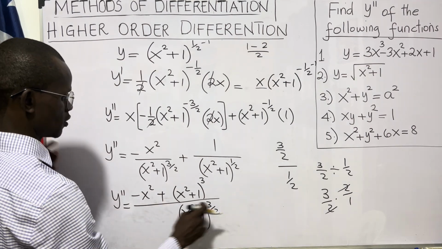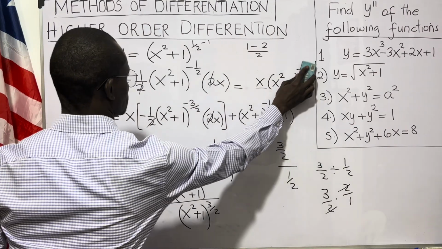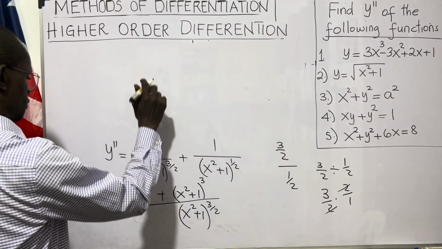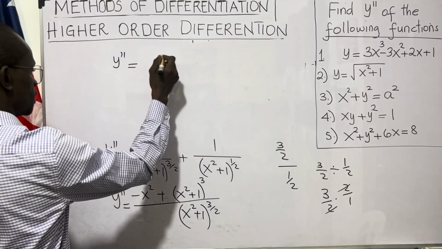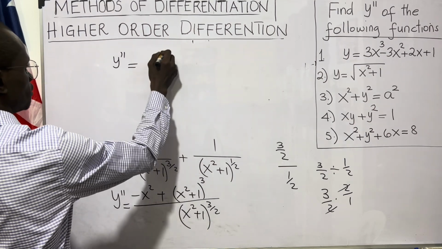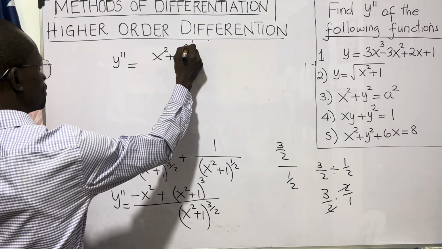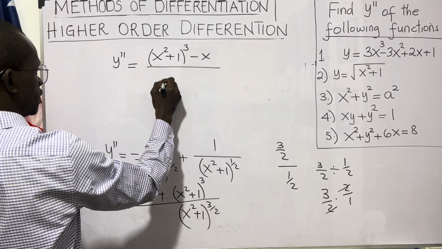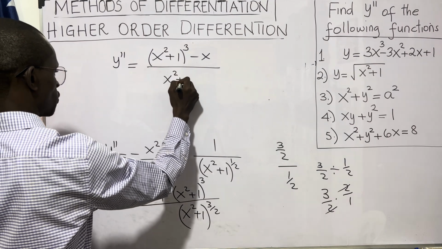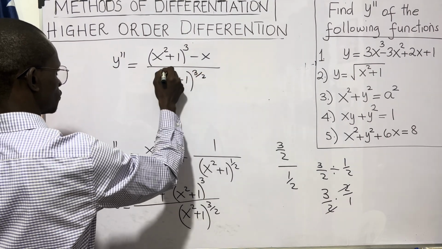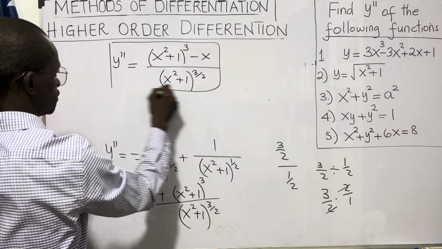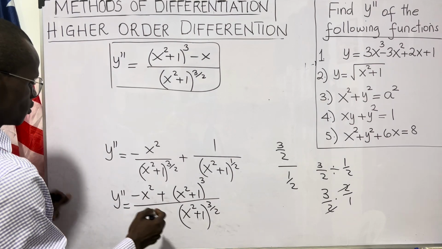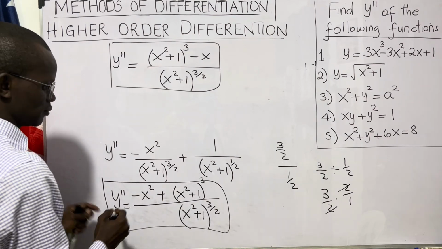So we can finally just rewrite this as y prime prime equals, so we can write it one first. We say x squared plus 1 raised to the third power minus x all over x squared plus 1 raised to the power 3 over 2. This is our final answer. So if you want to rewrite it in other forms, it's up to you. You want to leave it like this, it's up to you, whatever the case might be.